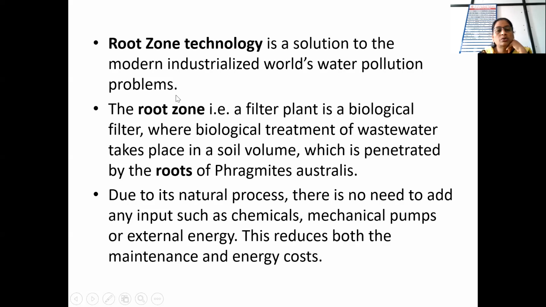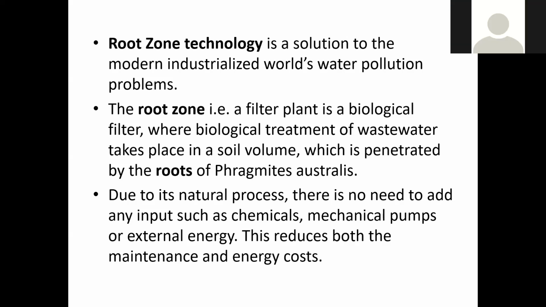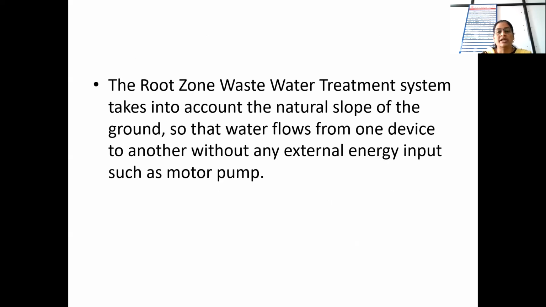Okay, so in root zone technology, you can use these types of plants. What are the names of the plants? Phragmites australis, it is also called the common reed. Because it is a natural process, there is no need to add any chemical or mechanical pump for the treatment. It can be performed naturally with natural phenomena.